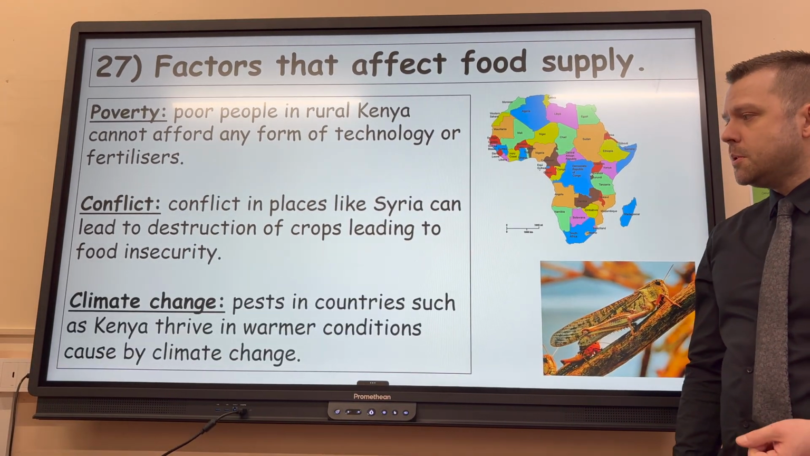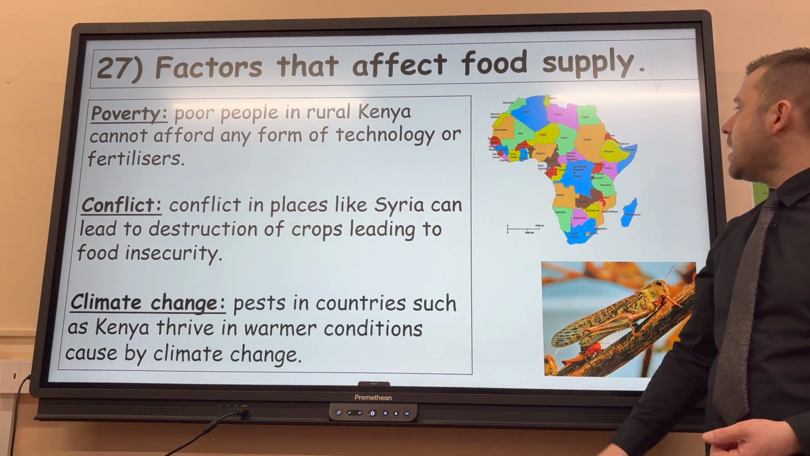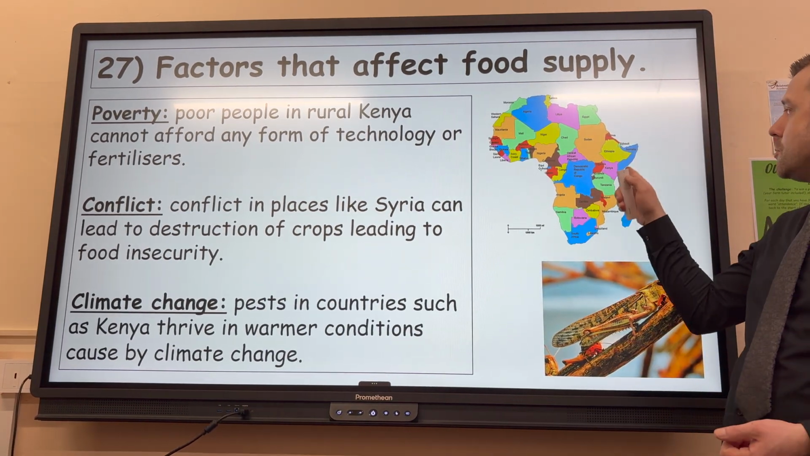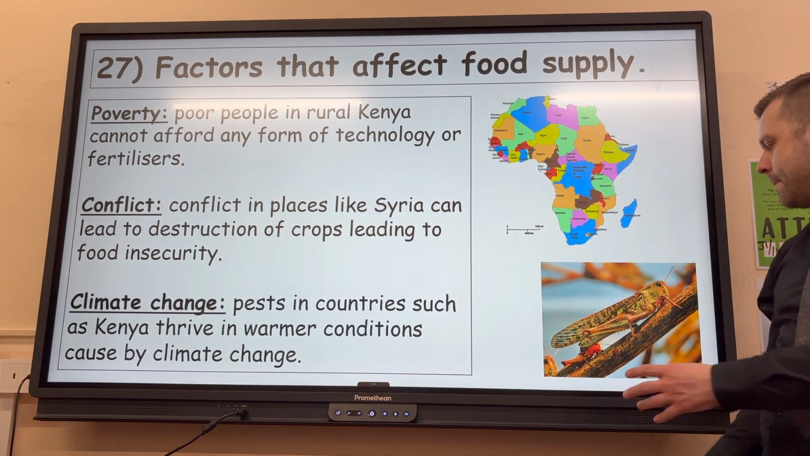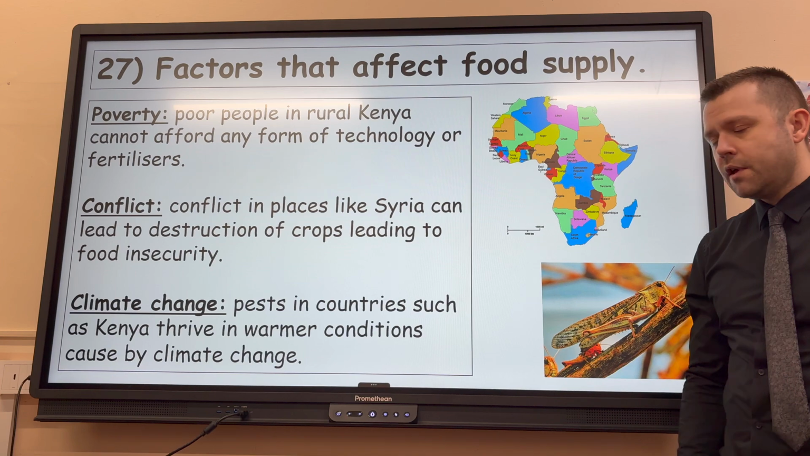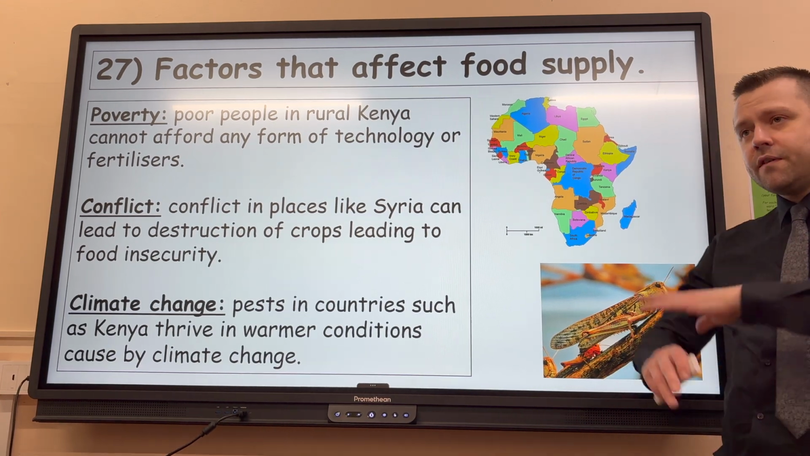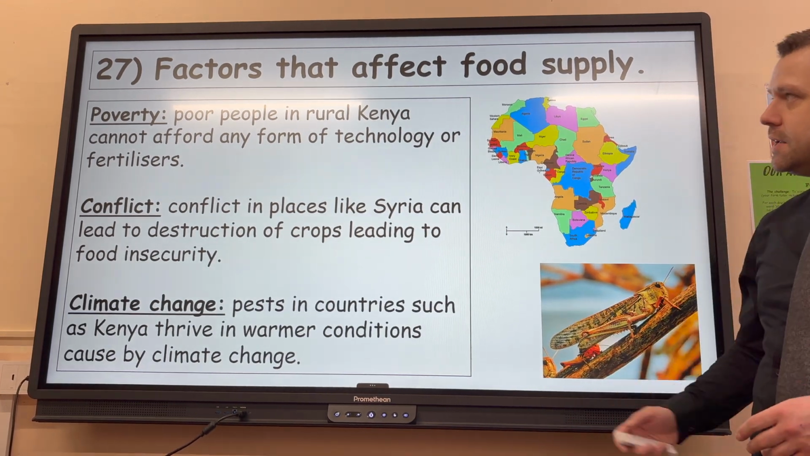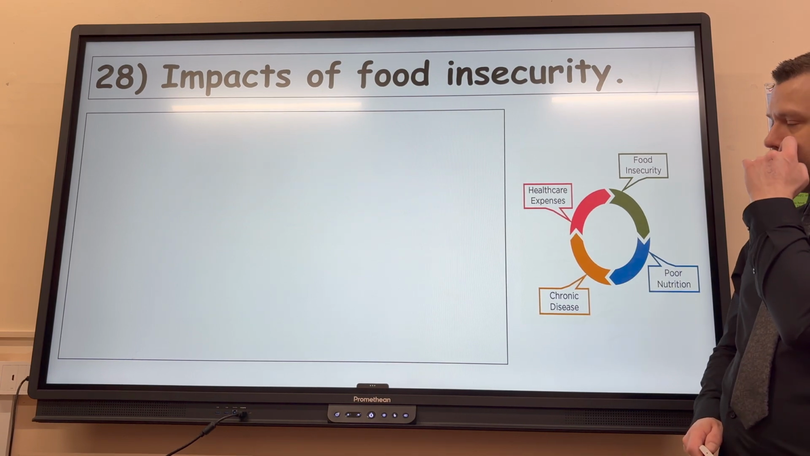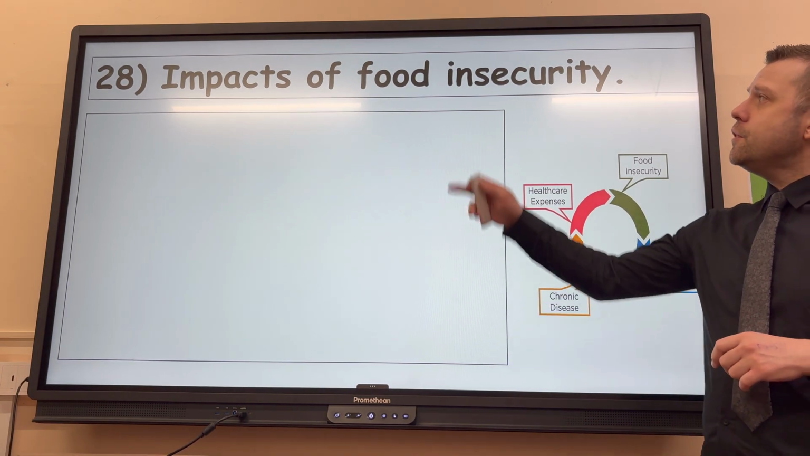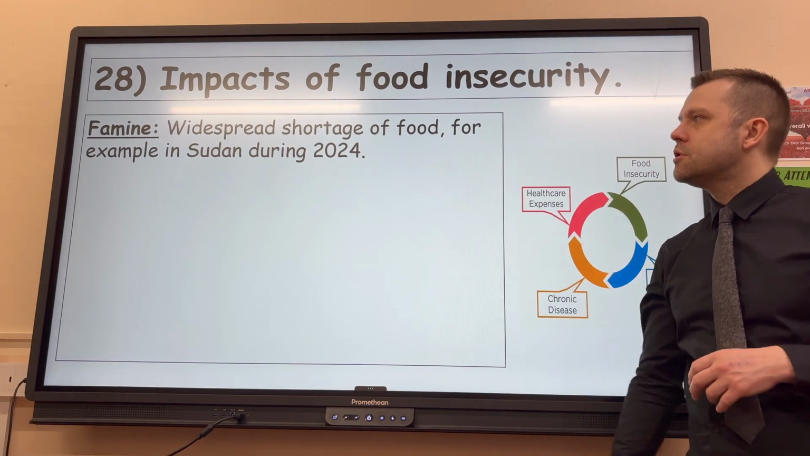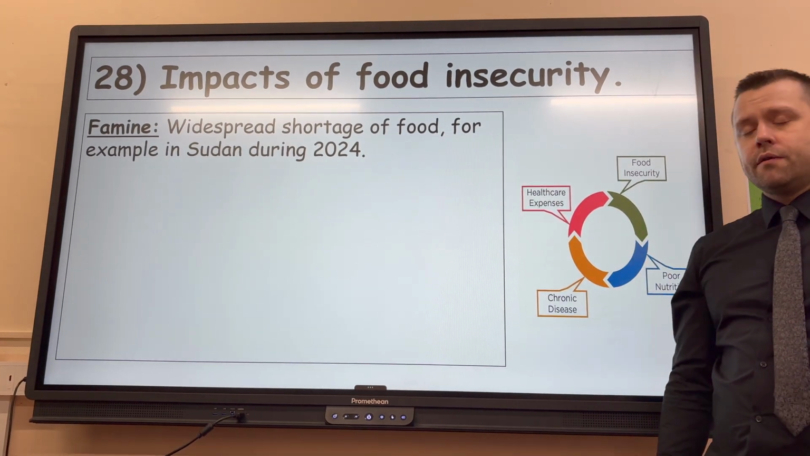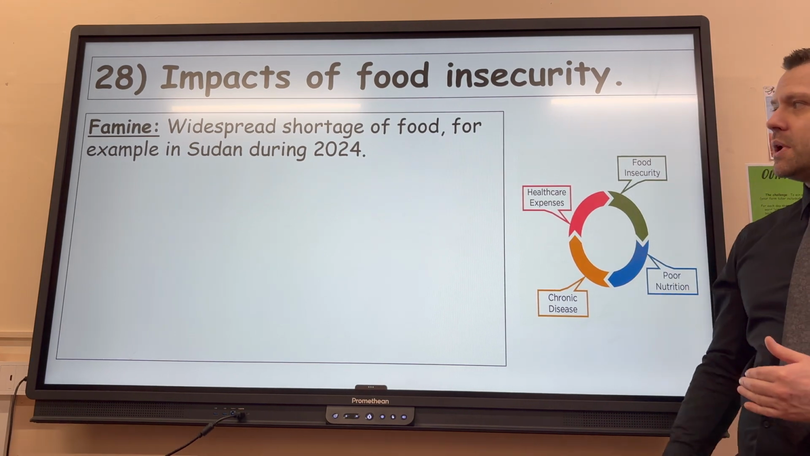We've also got climate change. Again, you can use Kenya in the east of Africa, just below the Horn of Africa. And due to it becoming warmer, pests such as locusts are thriving, and locusts can devour a field of crops in about 5 minutes. Impacts of food insecurity. So, if you don't have a reliable supply of food, it can lead to famine, which is a widespread shortage of food. For example, in Sudan in 2024.